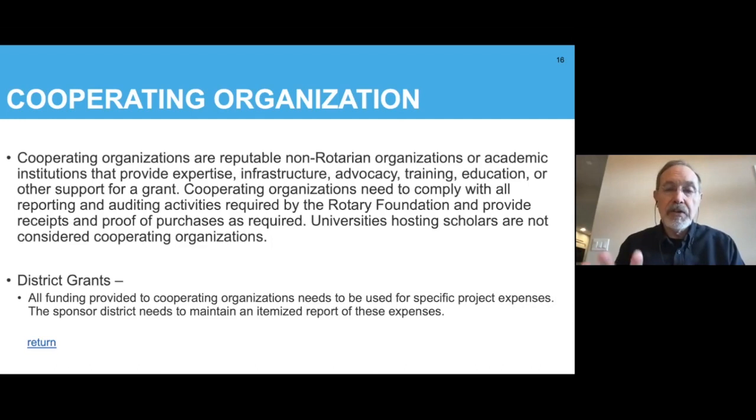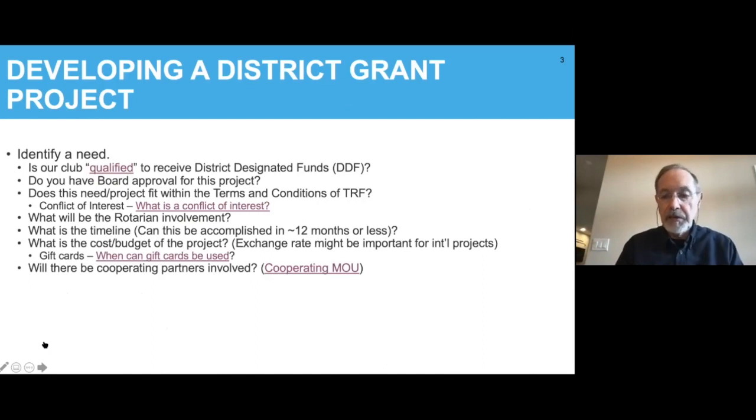And so to this end, we have created a real simple MOU for each cooperating organization involved in a district grant. And it just basically says, what is the organization going to do and what is the Rotary Club going to do, and track those expenses. So it's very simple thing to do. We just need to track those expenses. And this is only being done because it's been problematic in the past.